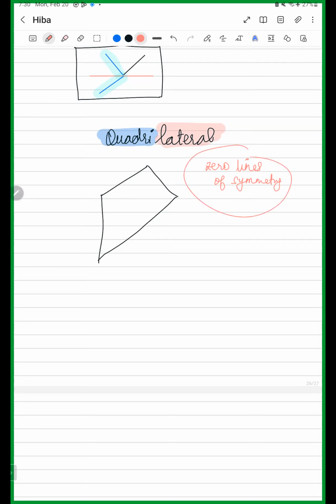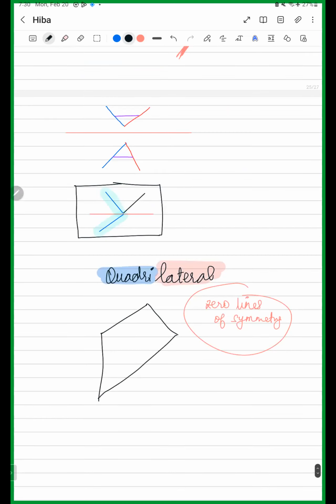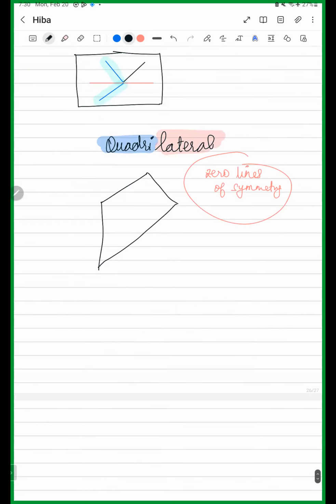Now let's come to the last one. Last वाला क्या है? What about the hexagon? Oh, sorry, second last one. The hexagon is like 6 sides, right? Six sides.